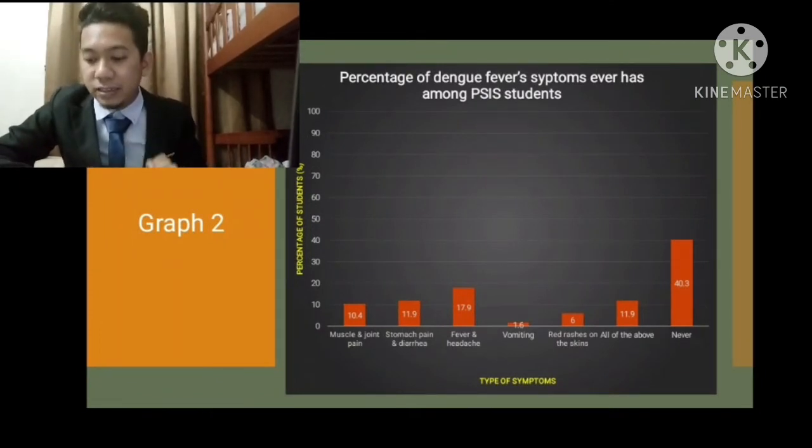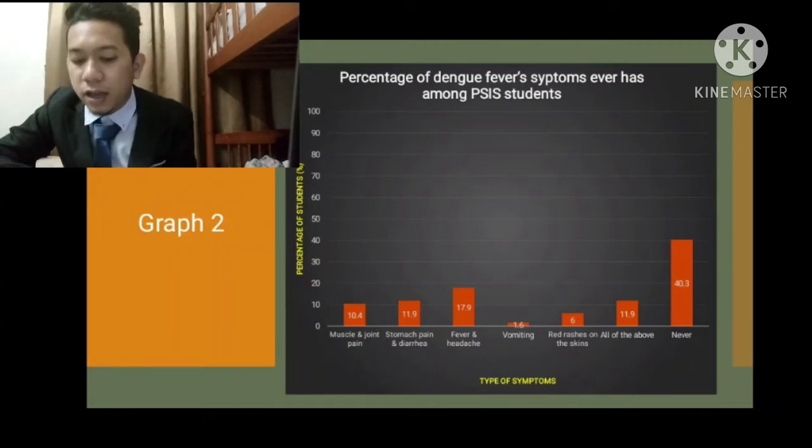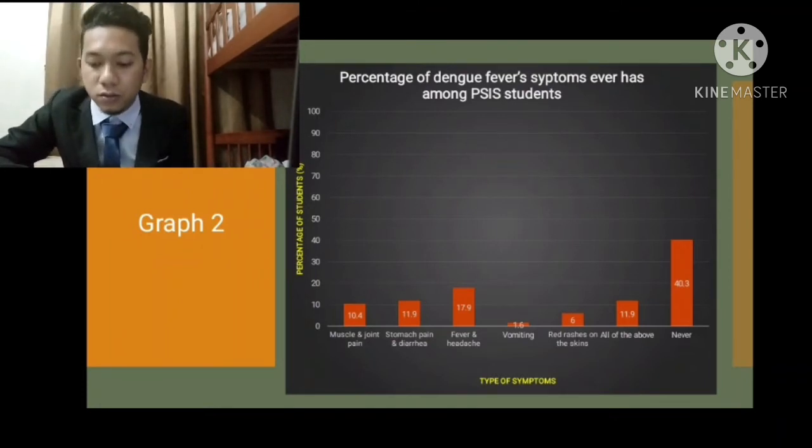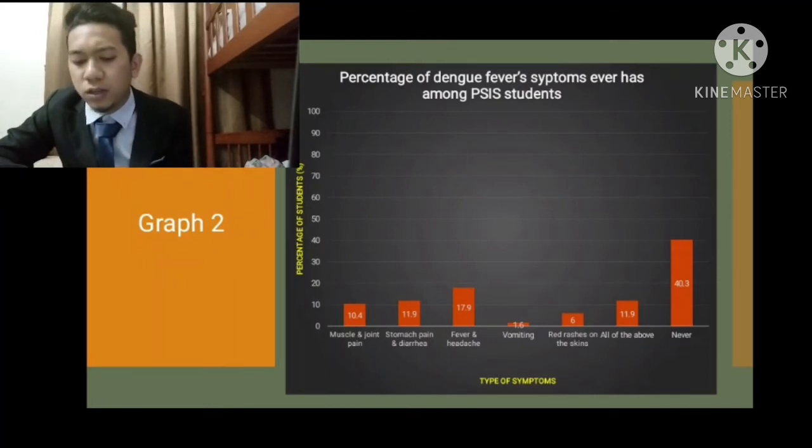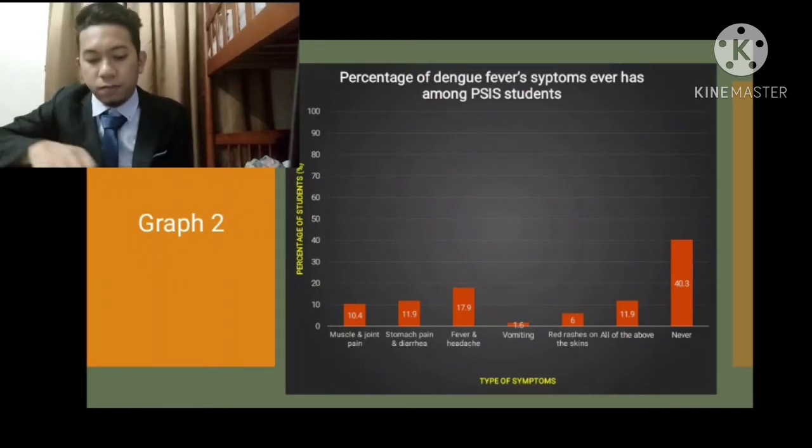Next, I will explain the second graph about the percentage of dengue fever symptom even has among Psis student. I use bar graph to explain about the questionnaire that have been voted by 16 Psis students because it accordance with the answer in the questionnaire.